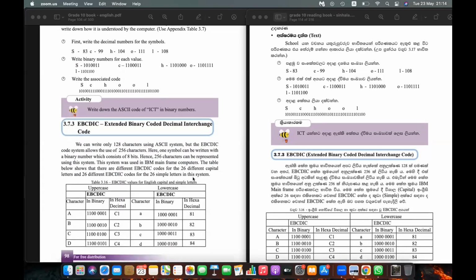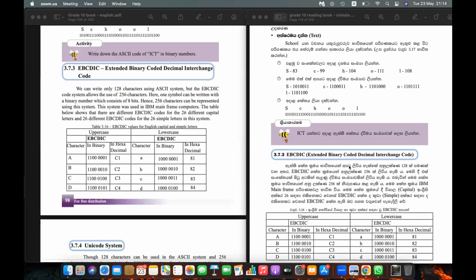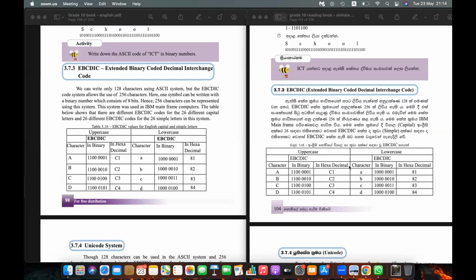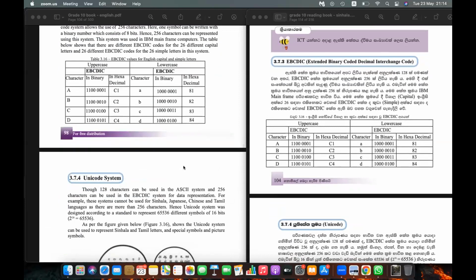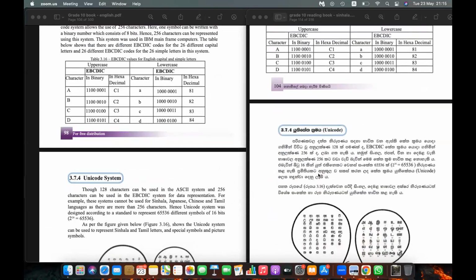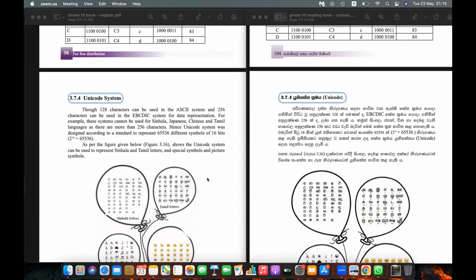Extended BCD, right? Then that has 256 characters. 256 characters are unique characters. How? Because it was 8 bits. Extended ASCII is also 8 bits. Normal ASCII is 7 bit. Extended ASCII is 8 bits. Okay, then after that, Unicode means a unique code.